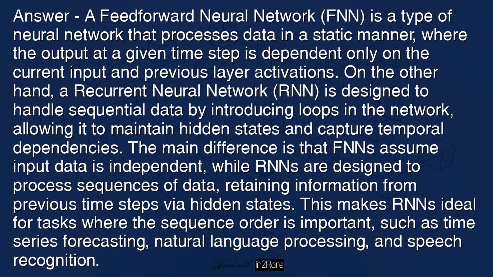The main difference is that FNNs assume input data is independent, while RNNs are designed to process sequences of data, retaining information from previous time steps by hidden states. This makes RNNs ideal for tasks where the sequence order is important, such as time series forecasting, natural language processing, and speech recognition.